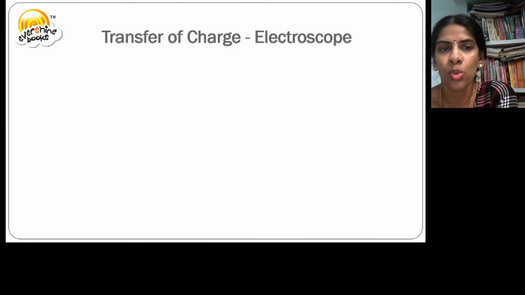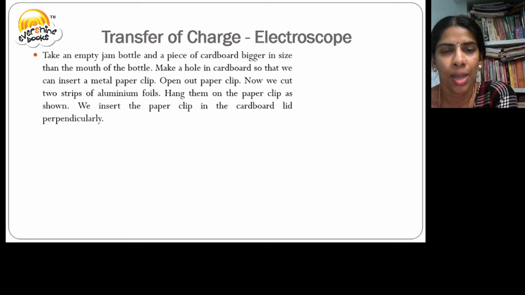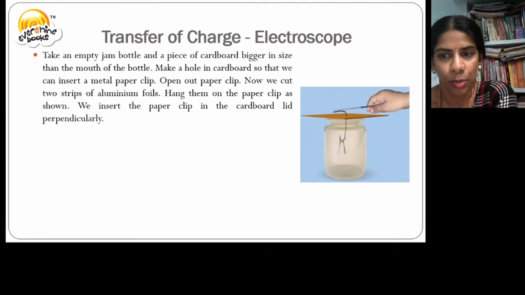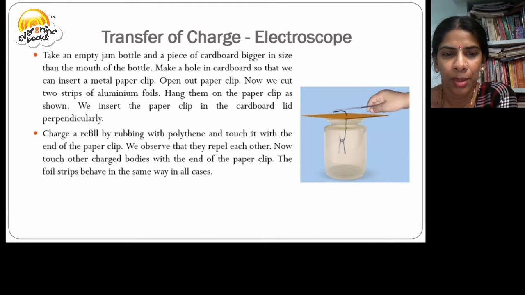Let us now discuss how charges can be transferred, using an electroscope. Take an empty jam bottle and a piece of cardboard bigger in size than the mouth of the bottle. Make a hole in the cardboard so that we can insert a metal paper clip. Open out the paper clip. Now cut two strips of aluminum foil. Hang them on the paper clip as shown in the figure. Insert the paper clip in the cardboard lid perpendicularly. Charge a refill by rubbing with polythene and touch it with the end of the paper clip.